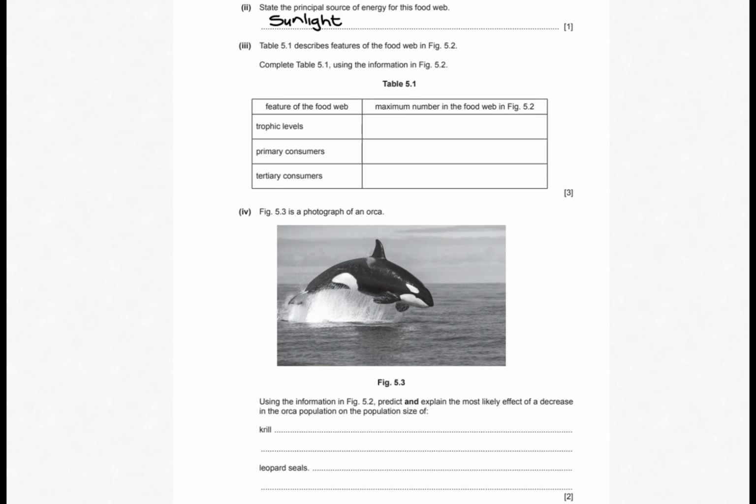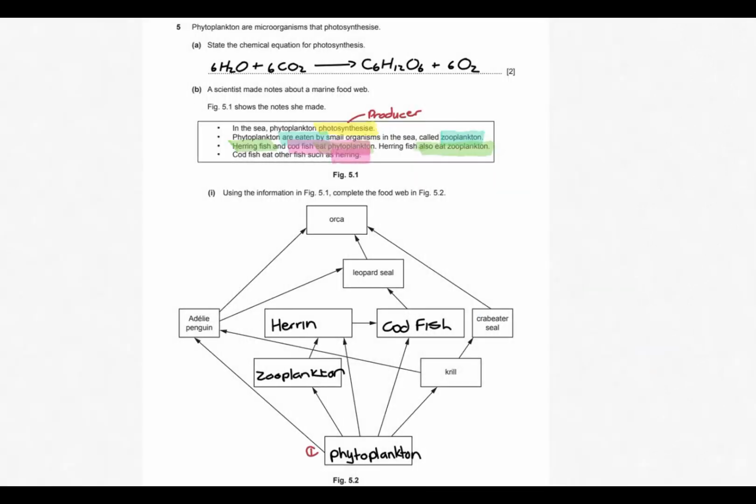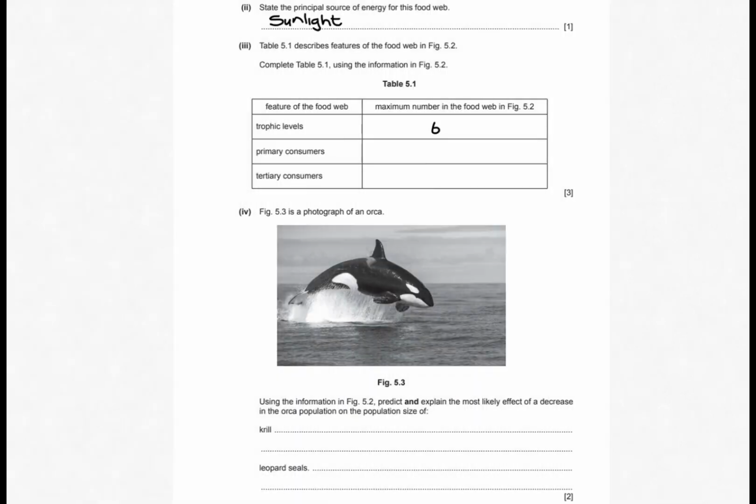Let's look at the first one, trophic levels. So let's go back to the food web and look at the maximum number of trophic levels in the food web. So here we can see that we have 1, 2, 3 trophic levels if we follow this path. 1, 2, 3, 4, 5, 6 trophic levels in this path. 1, 2, 3, 4 for this path, and 1, 2, 3, 4 for this path. So the maximum number of trophic levels would be 6. So we can write here 6.